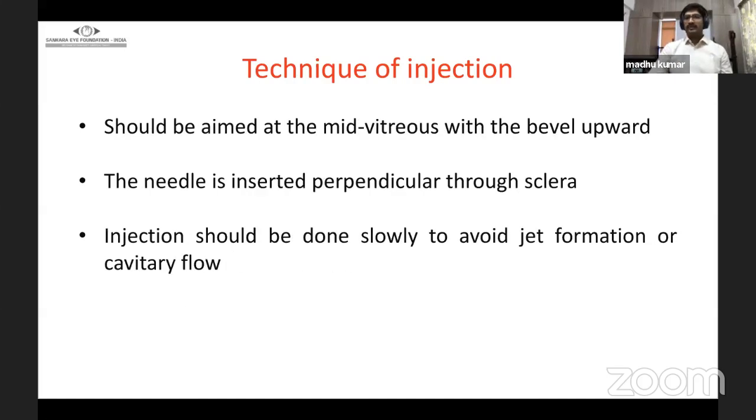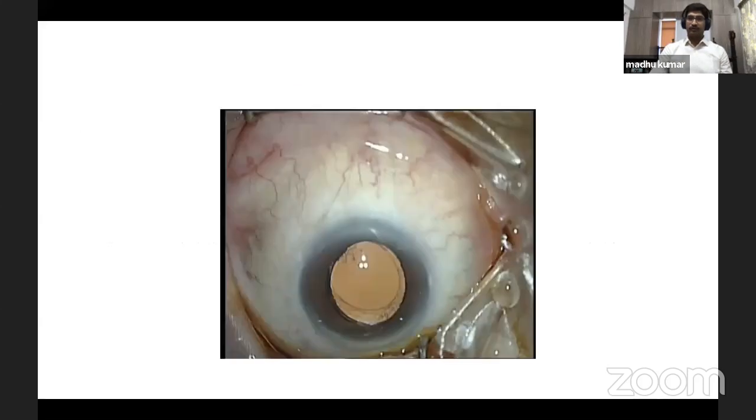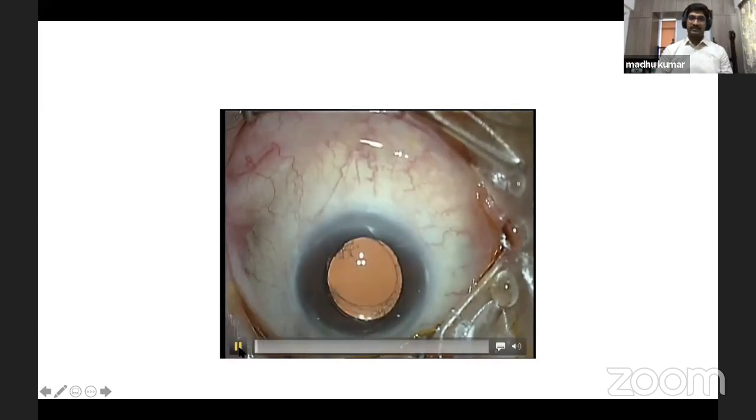The injection should be aimed at the mid-vitreous cavity with the bevel upward. The needle is inserted perpendicular to the sclera. The injection should be done slowly to avoid jet formation or cavitary flow. So this is a small video to show the intravitreal injection.